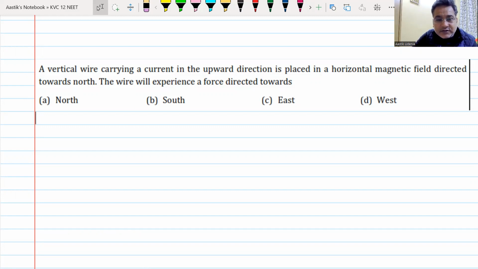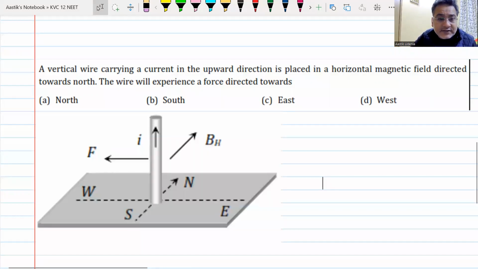I'll give you a minute. Think about this. So how are you going to solve this question? Let me try to explain it with a diagram that might make it more easy to understand. I'm making the diagram big enough so that you can see it.